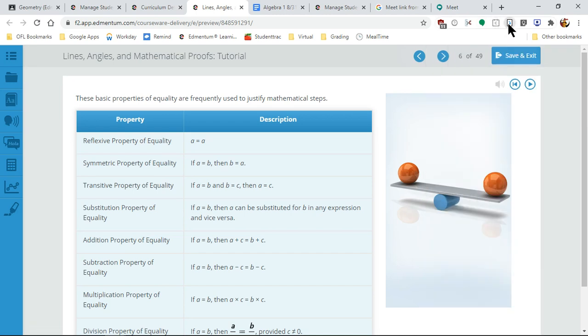Oops, not Calendly. Okay, cool. Well, they updated it.